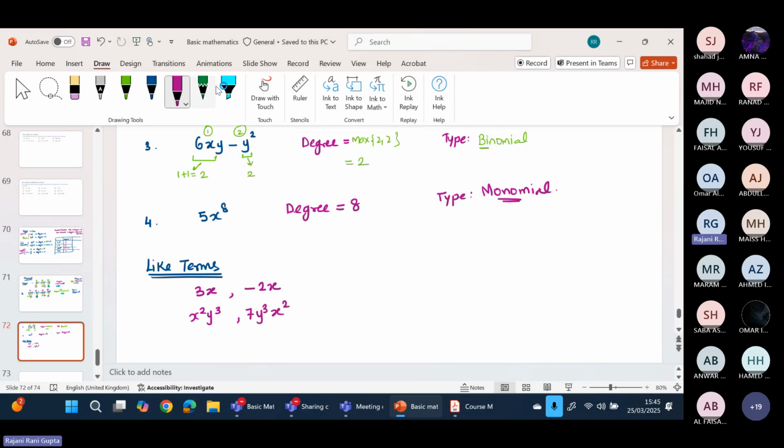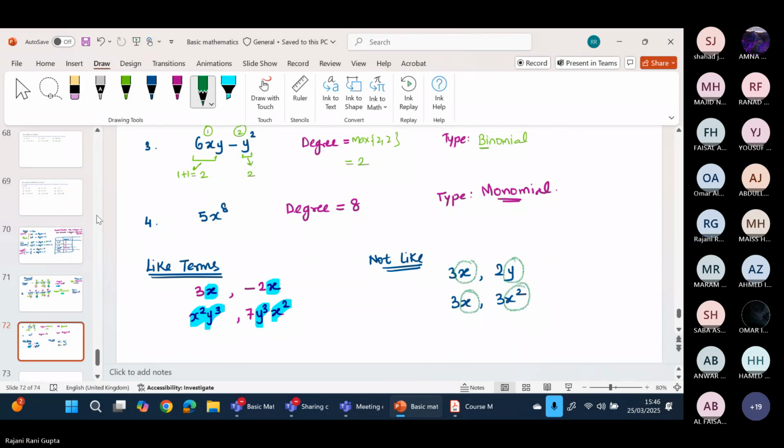These are like terms because x is the same: x power 2, x power 2, y power 3, y power 3. The variables and even the powers are the same. Terms which are not like: 3x and 2y, different variables, so not like. Or 3x and 3x power 2, same variable but different powers, so not like. X and x power 2, not like.